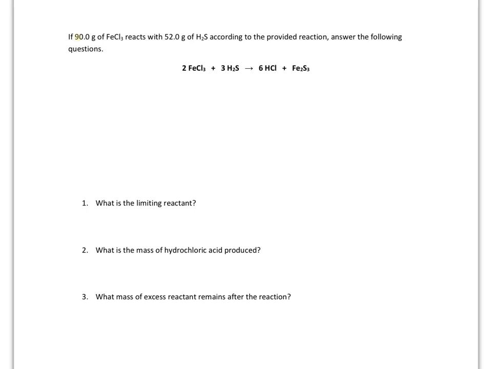If 90 grams of iron(III) chloride reacts with 52.0 grams of hydrogen sulfide according to the provided reaction, answer the following questions. For the reaction, we've got 2 FeCl3 and 3 H2S reacting to form 6 HCl, which is hydrogen chloride, and 1 Fe2S3. Things we want to know: what's the limiting reactant, the mass of hydrochloric acid, or HCl, that's produced, and the mass of the excess reactant that remains after the reaction.